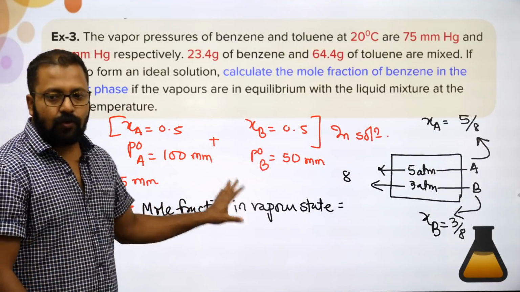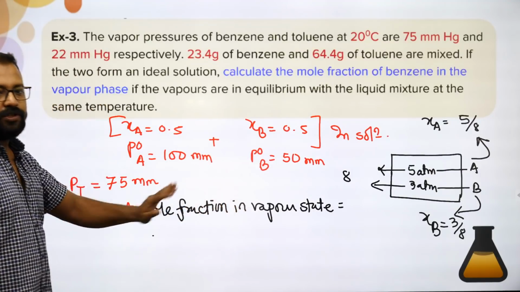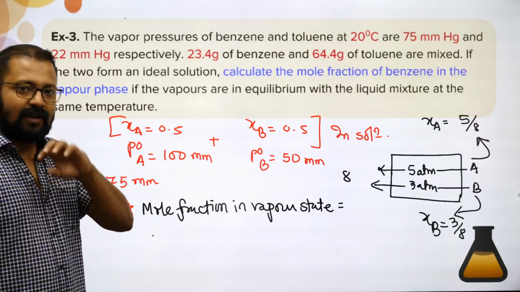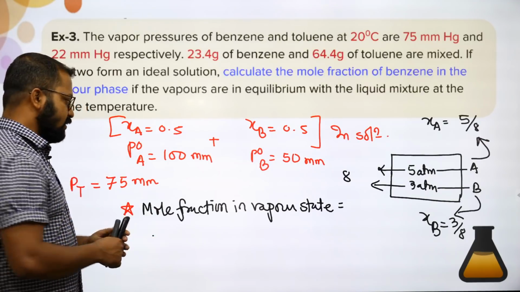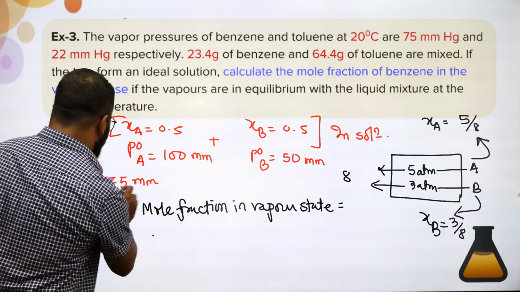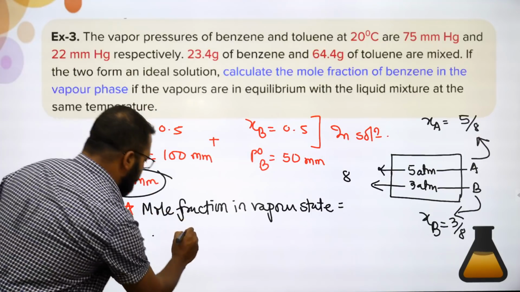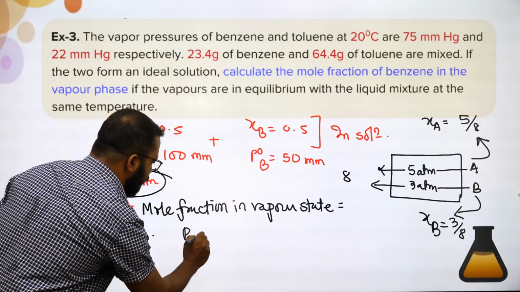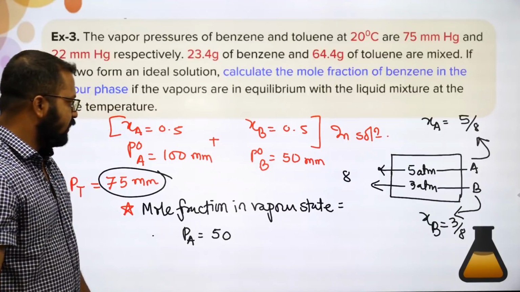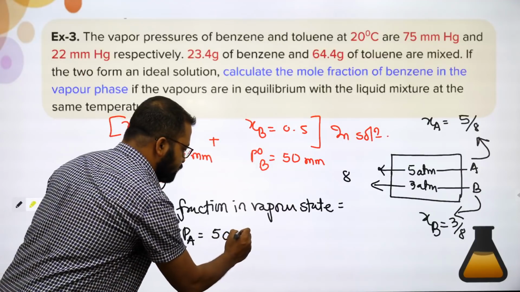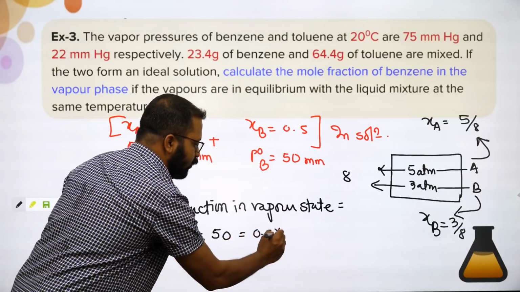Okay, 5 by 8 and 3 by 8. Here I am not giving you any new formula, because there is no need to use a new formula. It's not important. In books they give it, but in my opinion it's not necessary. So what I will do is, I know total pressure. I will calculate pressure due to A. What is the pressure due to A? 50, isn't it? Pressure due to A is 50 because it is 0.5 times 100.